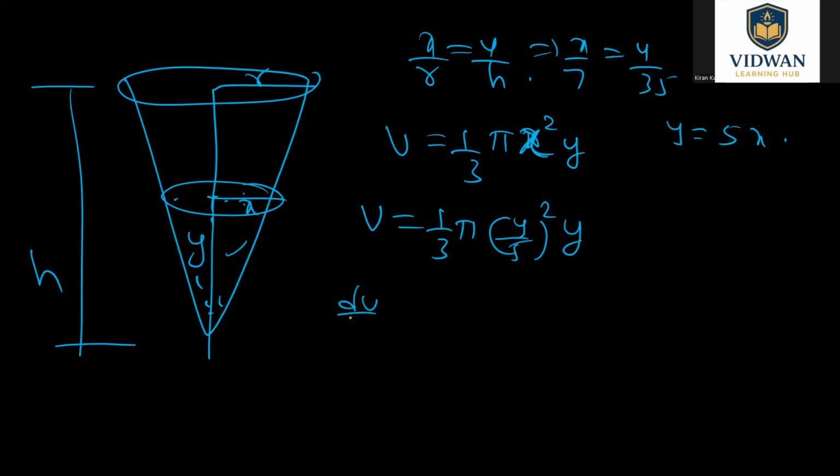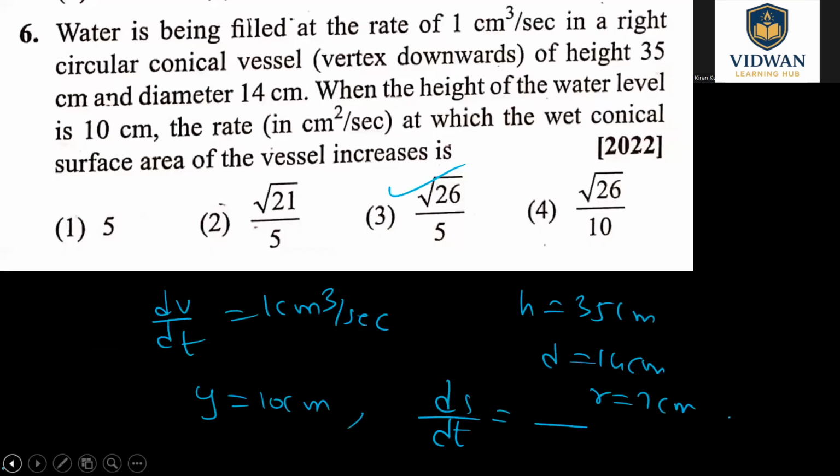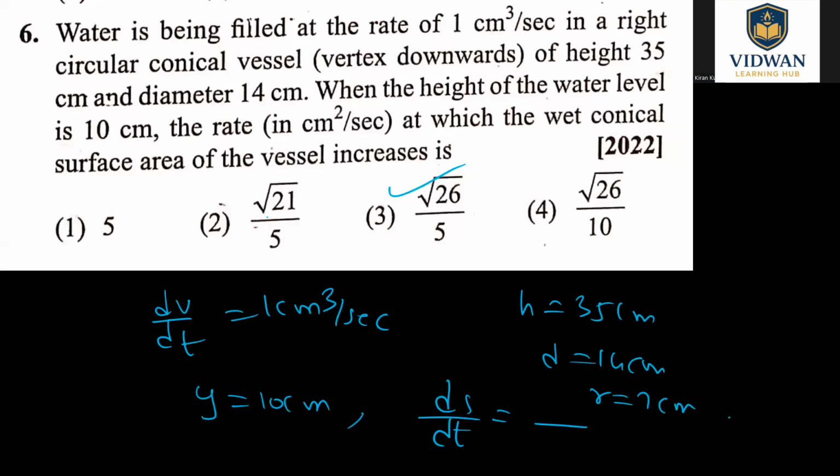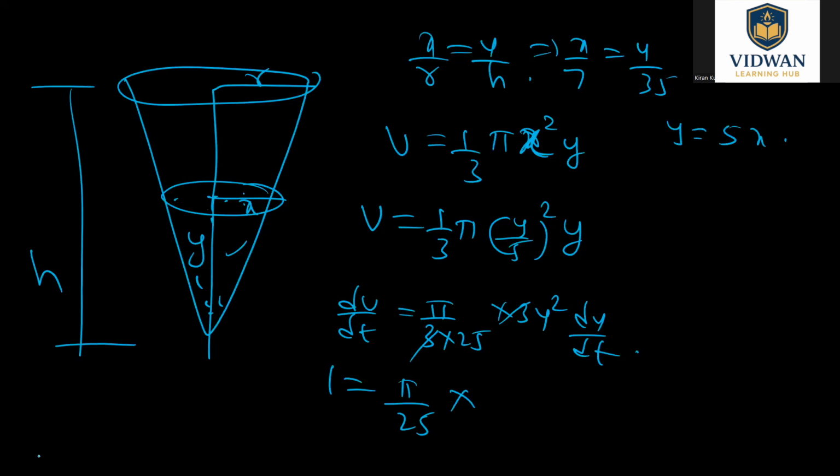So what is dv by dt? Pi by 3 into 25 into, you'll have y cube term, derivative of that is 3y square dy by dt. So dv by dt is already given to us as 1. That is equal to pi by 25 because 3 will cancel, into y square. The value of y given is when the height is 10 centimeters they mentioned. So take y as 10. So 10 square into dy by dt. So you can cancel 25 and 100 4 times. So dy by dt is 1 by 4 pi.